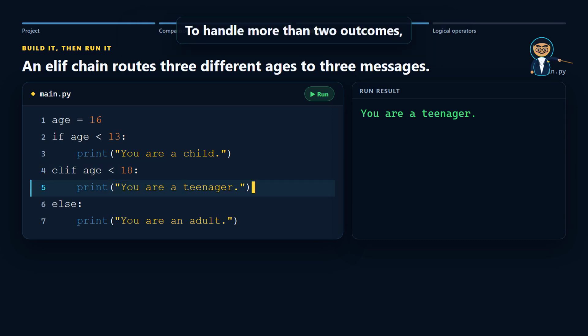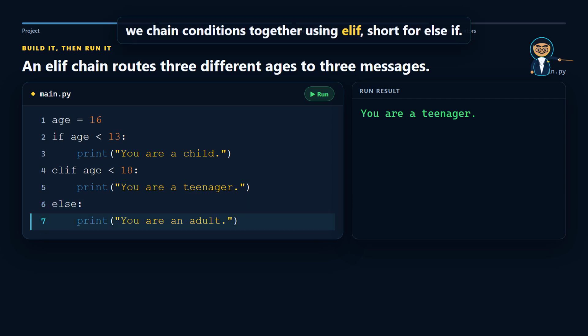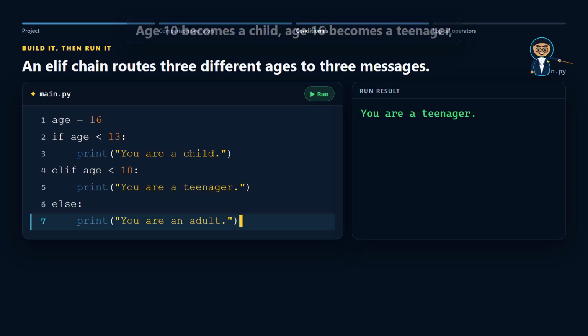To handle more than two outcomes, we chain conditions together using elif, short for else if. Python checks each condition top to bottom, in order, and runs the first block whose condition is true. That means the order of conditions matters. Age 10 becomes a child, age 16 becomes a teenager, and age 25 becomes an adult. One chain of if, elif, and else now covers every age you could enter.